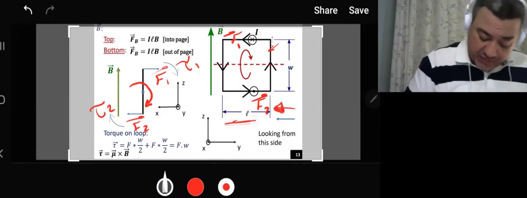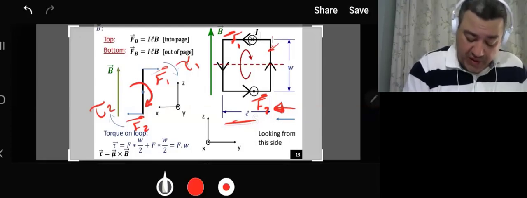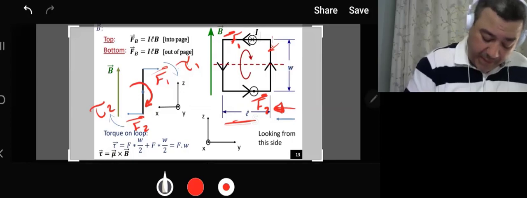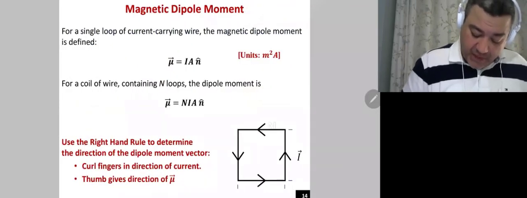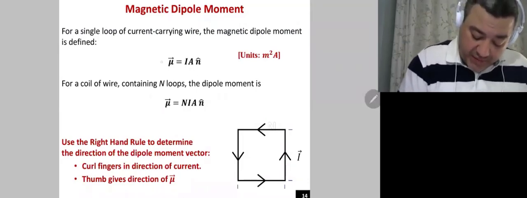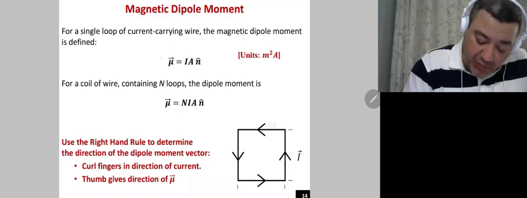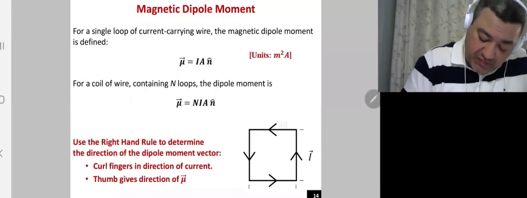Now we will introduce the magnetic dipole moment, mu, as we will see later on in the next slide, where the torque is mathematically represented by mu cross B. So we said mu is the magnetic dipole moment, and with this magnetic dipole moment that we have seen earlier, the torque equals mu cross B.